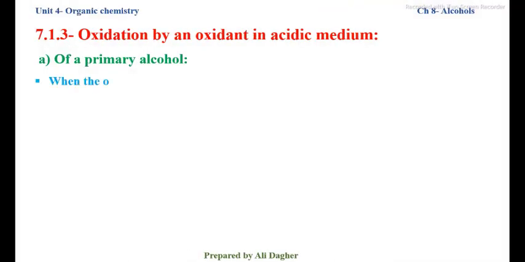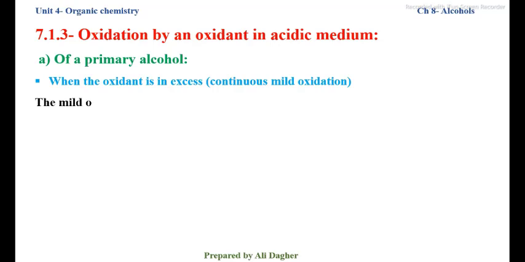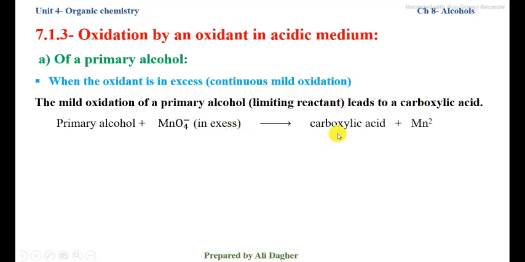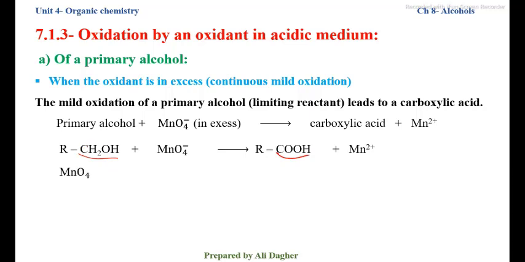Now, second case, when the oxidant is in excess, continuous mild oxidation. The mild oxidation of primary alcohol when the alcohol is the limiting reactant, that means the oxidant is in excess, leads to a carboxylic acid. Primary alcohol plus MnO4- in excess gives carboxylic acid and Mn2+. RCH2OH plus MnO4- gives RCOOH. We transform the functional carbon CH2OH into carboxyl group COOH plus Mn2+. MnO4- gives Mn2+, 4 oxygen, then 4 H2O in product, 4 times 2, 8 hydrogen, then 8 H+ in reactants, 7 plus, 2 plus, we add 5 electrons in reactant.